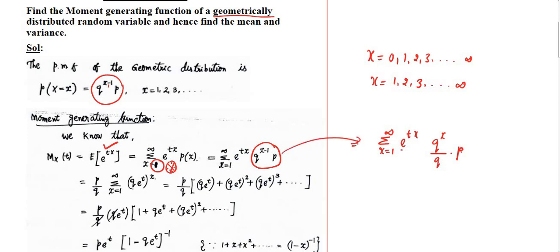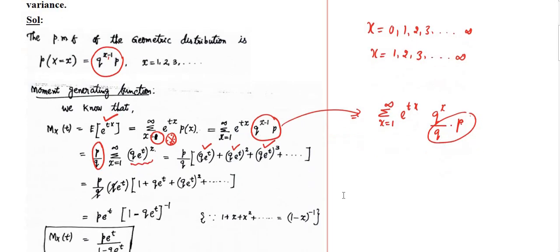I am rewriting this term like this. Here this p by q will be constant. You can take it common like this. Remaining terms are summation x equal to 1 to infinity q e power t whole power x. Now you can expand this with x equal to 1, 2, 3, etc. When you apply, you will get q e power t plus q e power t whole square plus q e power t whole cube plus etc.